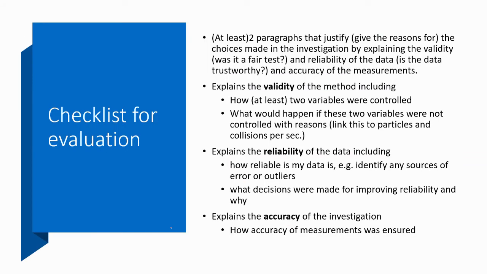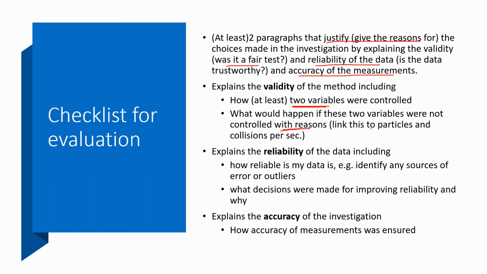So, checklist for the evaluation. You want 2 paragraphs that justify or give the reasons for the choices made in the investigation by explaining the validity. Was it a fair test? And the reliability of the data, and the accuracy of the measurements. So you want at least 2 variables. I bet you could come up with a few more. And explain what would happen if these 2 variables were not controlled, with reasons.